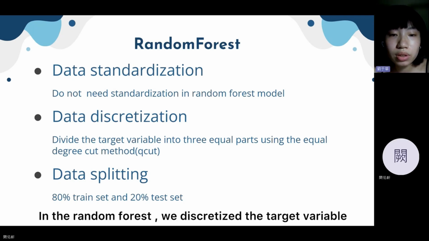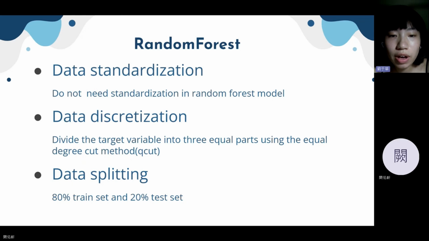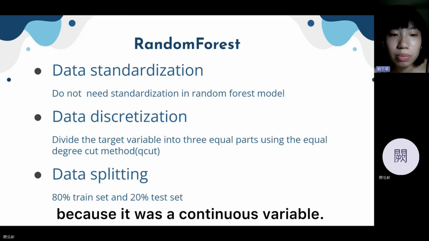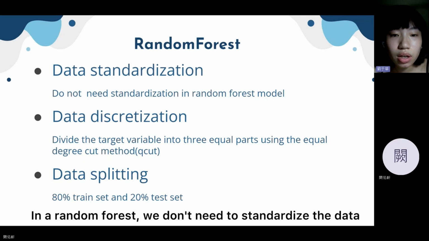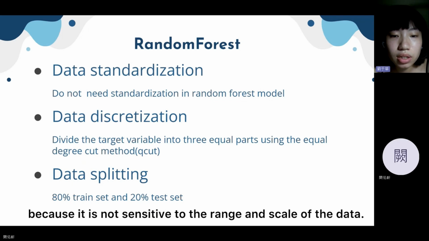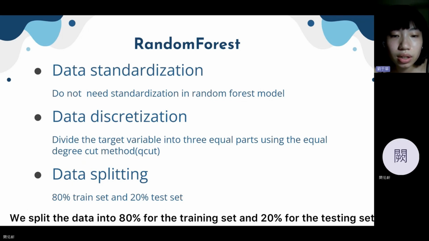In a random forest, we discretize the target variable because it was a continuous variable. We divide the data into 3 categories and also record it. In a random forest, we don't need to standardize the data because it is not sensitive to the range and the scale of the data. We split the data into 80% for the training set and 20% for the testing set.